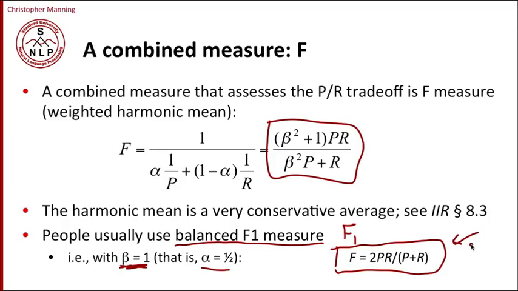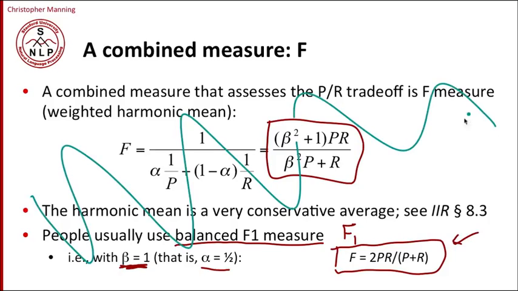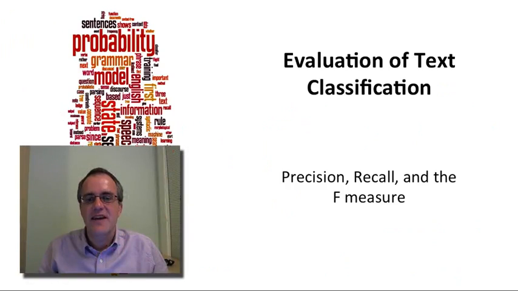So if you don't remember any of the rest of this stuff, remember this little formula for the F measure: 2 times the precision times the recall, divided by the sum of the precision and the recall. That should give you a good sense of what these measures of precision and recall are, how they're combined into the F measure, why they're useful, and how we use them to evaluate text classification.